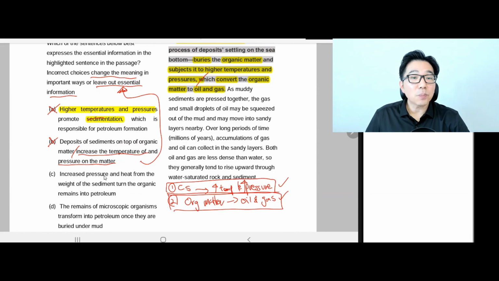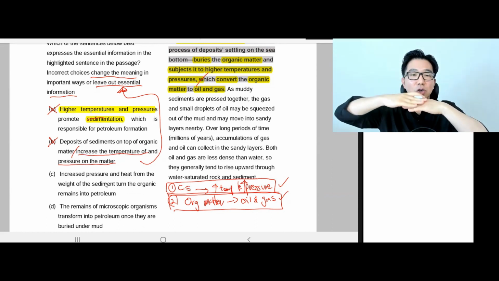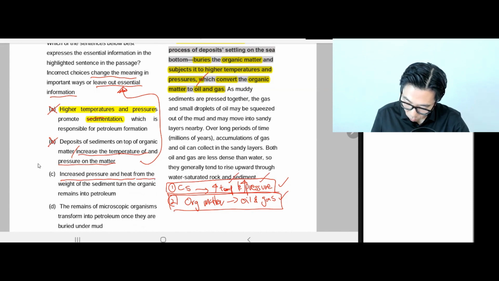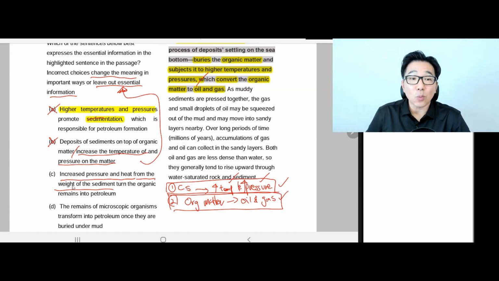C, increased pressure and heat from the weight of the sediment. Okay, so due to continuation of sediments accumulation, turn the organic remains into petroleum. Yeah, I like it. It has both parts. Increased pressure and heat, so this part is covered, from the weight of the sediment as continued sedimentation. It's paraphrased this way, okay?